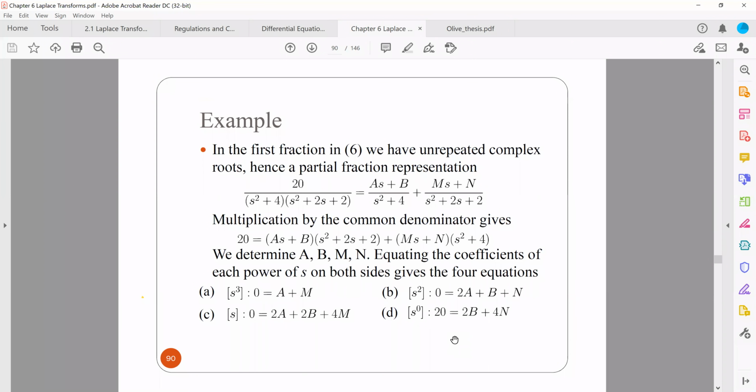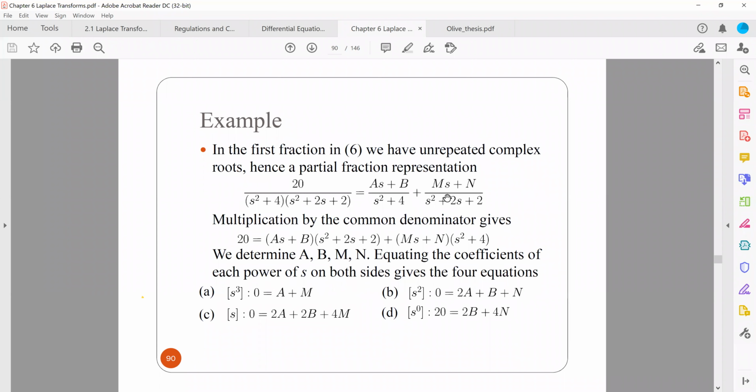Now this is where we apply what I've just told you. Now you end up with this one where you have 20 over (s squared plus 4) into (s squared plus 2s plus 2). You can't simplify this any further. So anytime you have a square in here, then when you're doing partial fractions, the numerator should be As plus B. One term should have s in it, essentially, is what we are saying. For this one, that's why they also put Ms plus N, because there's a squared.